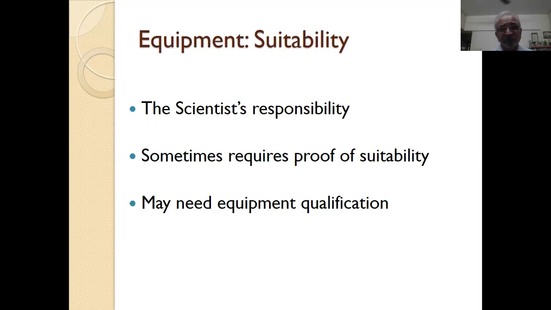responsible for the equipment. Sometimes you require proof of suitability, and may need equipment qualification, calibration and all that is required for equipment. Basically, you need to prove that the equipment is suitable for the analysis or the activity you are conducting in your facility.